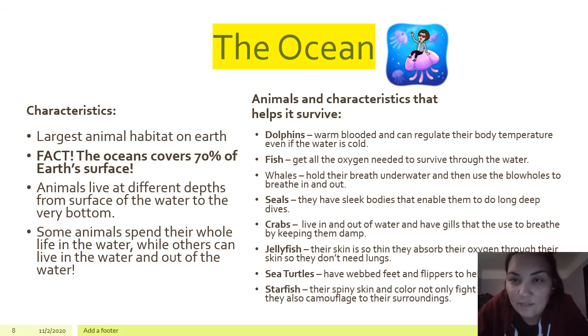Now, jellyfish is one of my favorite animals. And did you know that their skin is so thin? Thin, thin, thin. I mean, that's why we could see through them. They can absorb that oxygen through their skin, so they don't even need lungs or gills. It just gets absorbed. Sea turtles have webbed feet and flippers to get them around. And starfish, spiny skin. Their spiny skin is not only to fight off the predators, but also to camouflage to their surroundings so that they look just like rock and they're not eaten. Okay?